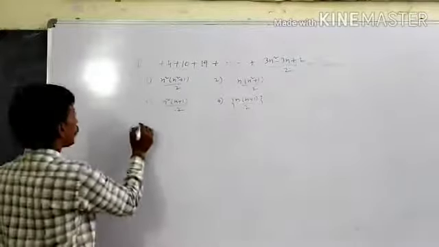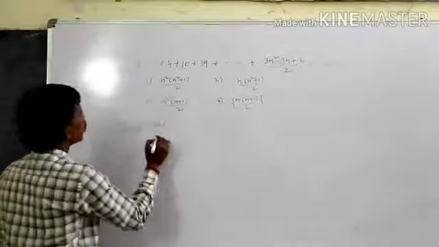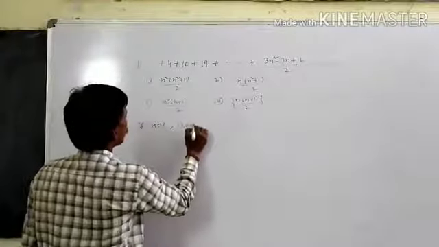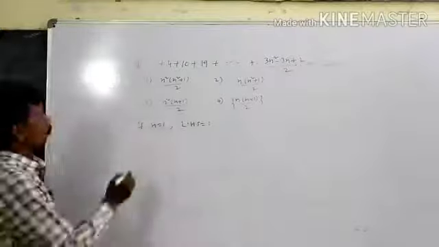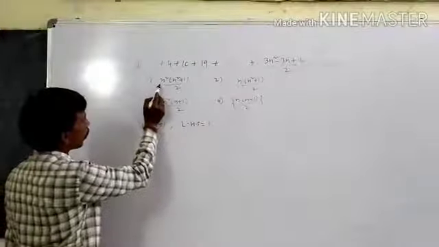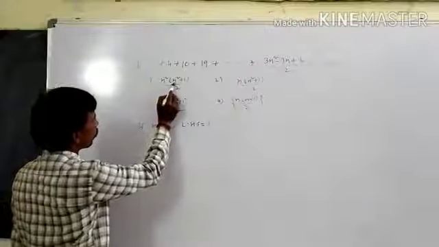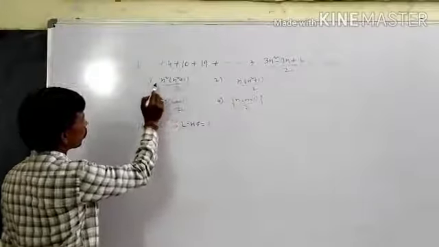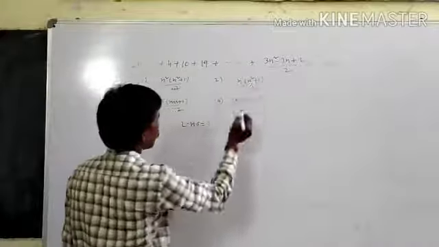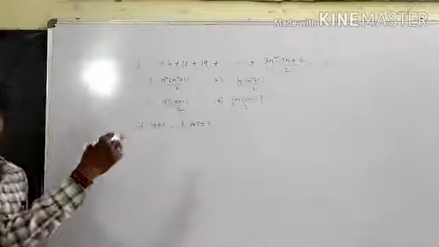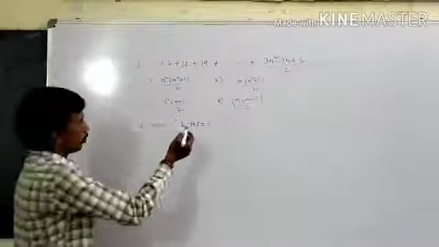If n equals 1, the LHS equals 1. Now if n equals 1, the first option gives 1 and the second option also gives 1. So more than one option can be right.